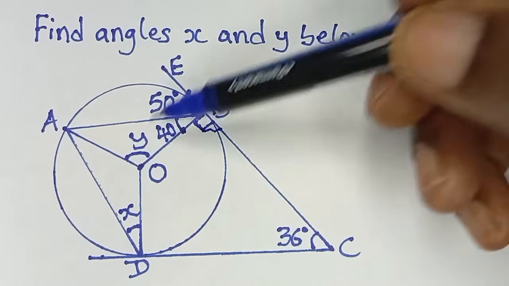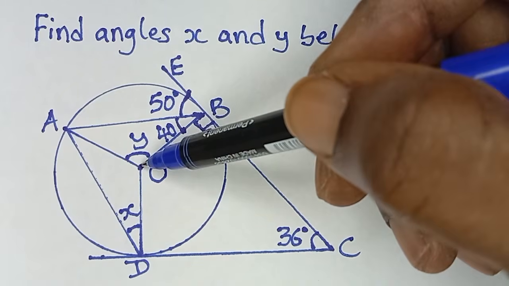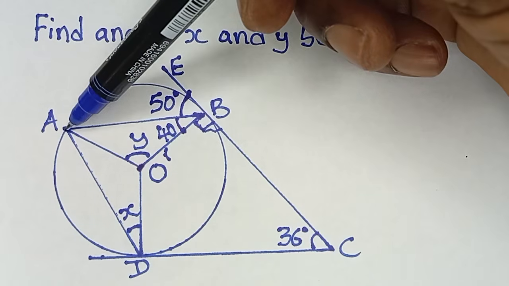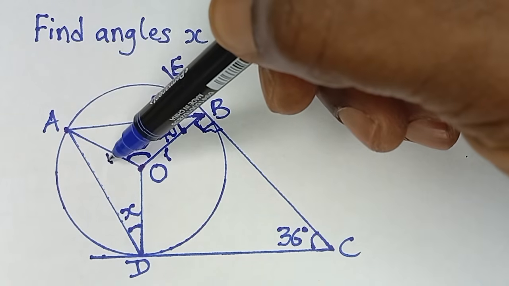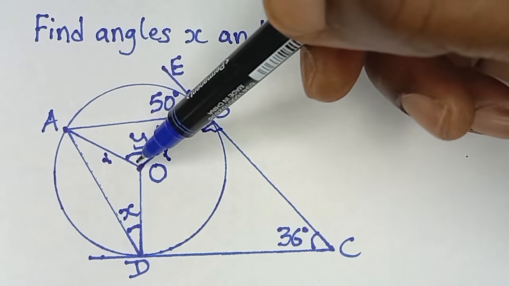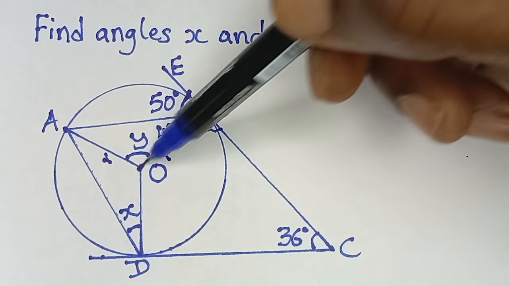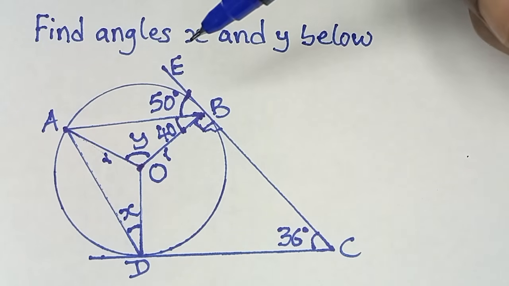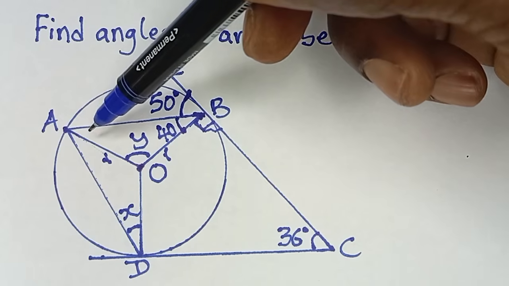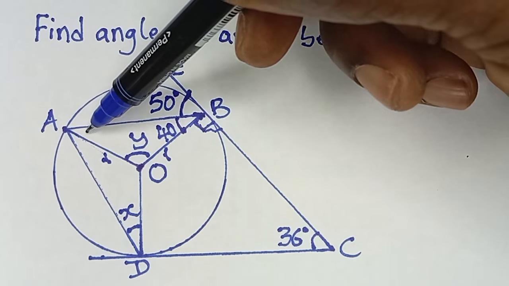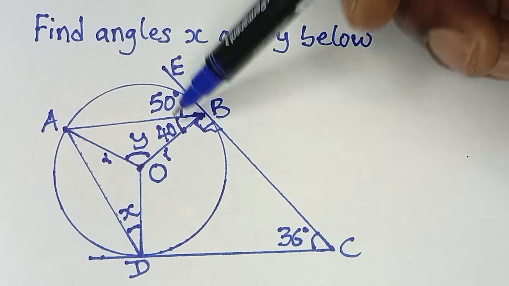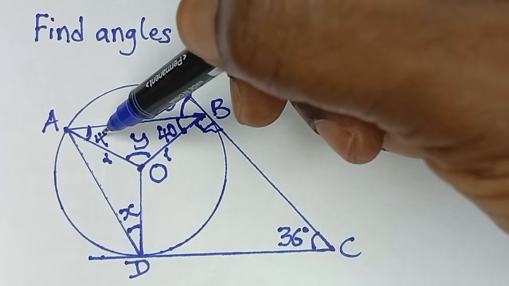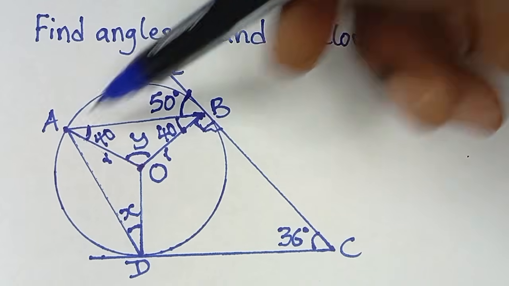Now, since this is a radius, a line from this center here to the circumference of the circle is also a radius line. So that means this triangle is an isosceles triangle because the two sides are equal. And the theorem for an isosceles triangle states that the base angles of an isosceles triangle are equal. So if this is 40 degrees, then this second base angle is also 40 degrees because base angles of isosceles triangles are equal.